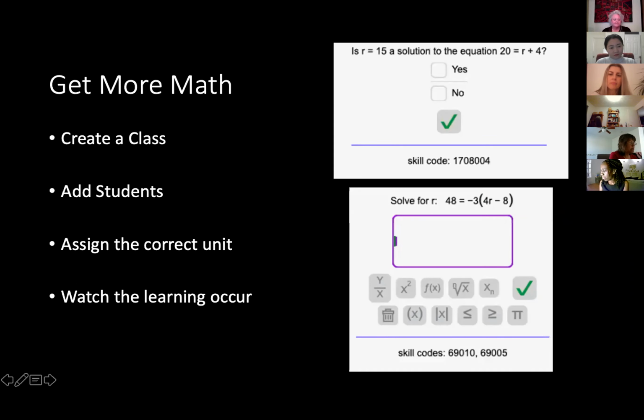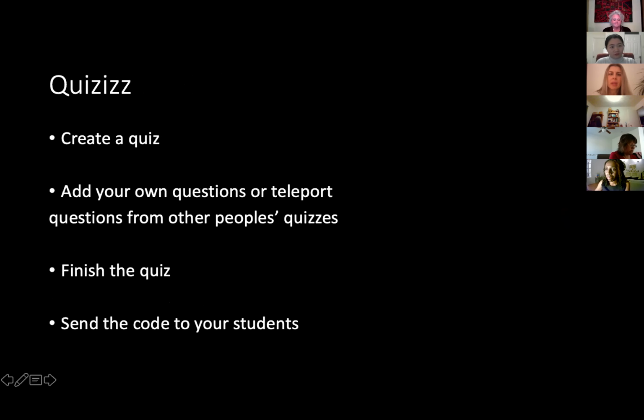Get More Math, you just create a class, add your students, assign the correct units. It gives you check marks. It allows you to check through to see what the right answers are. And of course, you can assign specific assignments for those classes.